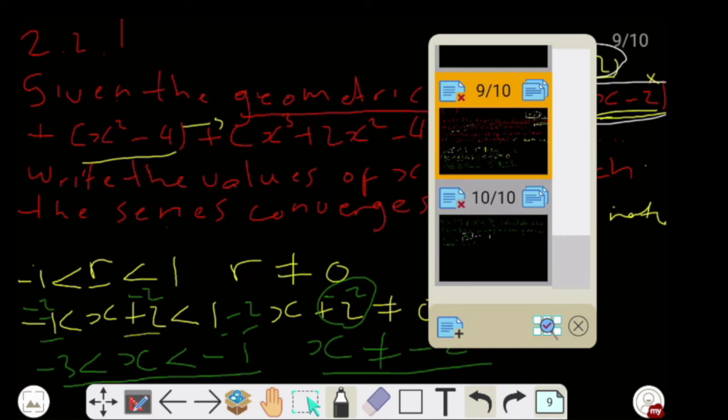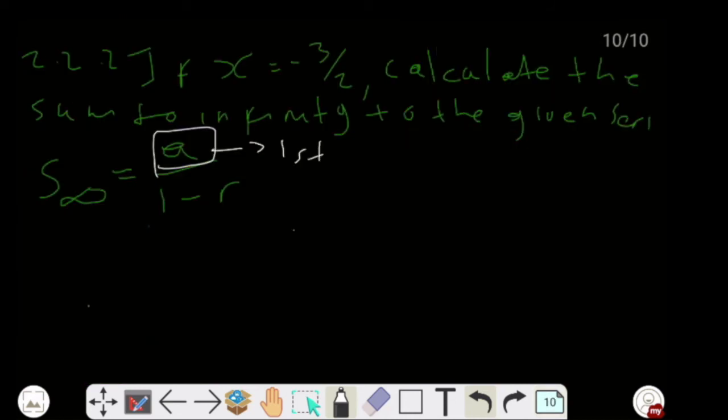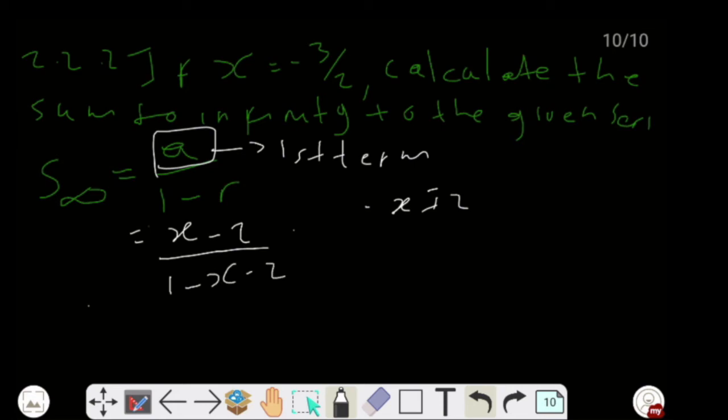So let's write them down. Let's somewhat substitute. Our first term, like I said, is x minus 2 all over 1, and then our constant ratio is x plus 2. But then remember we have a negative here, meaning this sign is going to change to a negative, and then it's going to be 1 minus x minus 2, right?